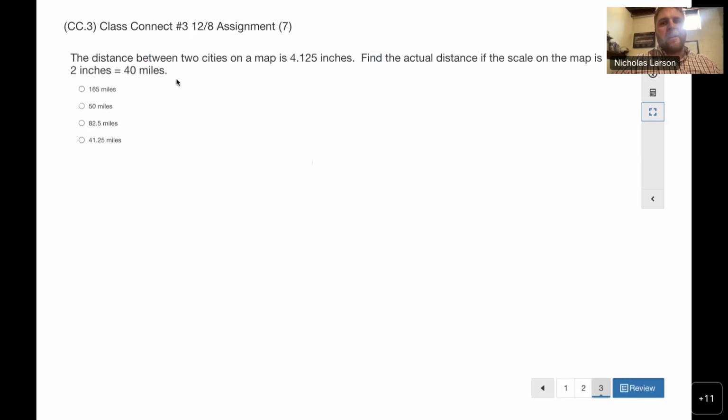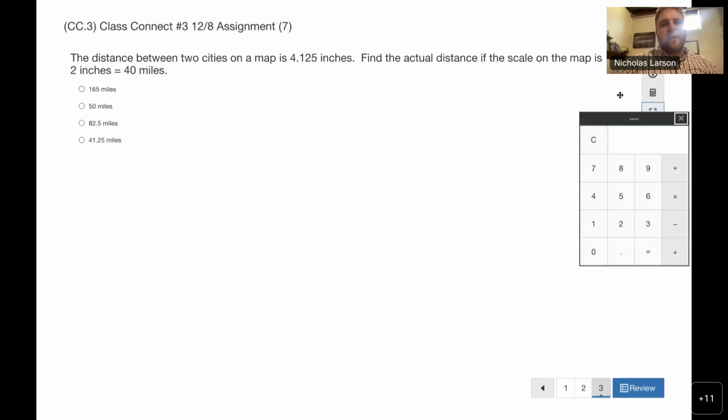And then the last one, again, if you need to use a calculator, there's one right here. The distance between two cities is 4.125 inches. Find the actual distance if the scale on the map is 2 inches equals 40 miles. Again, set up a proportion. Inches on top, miles on the bottom. 2/40 equals 4.125 over X. Cross multiply and solve. I would use this calculator to help.